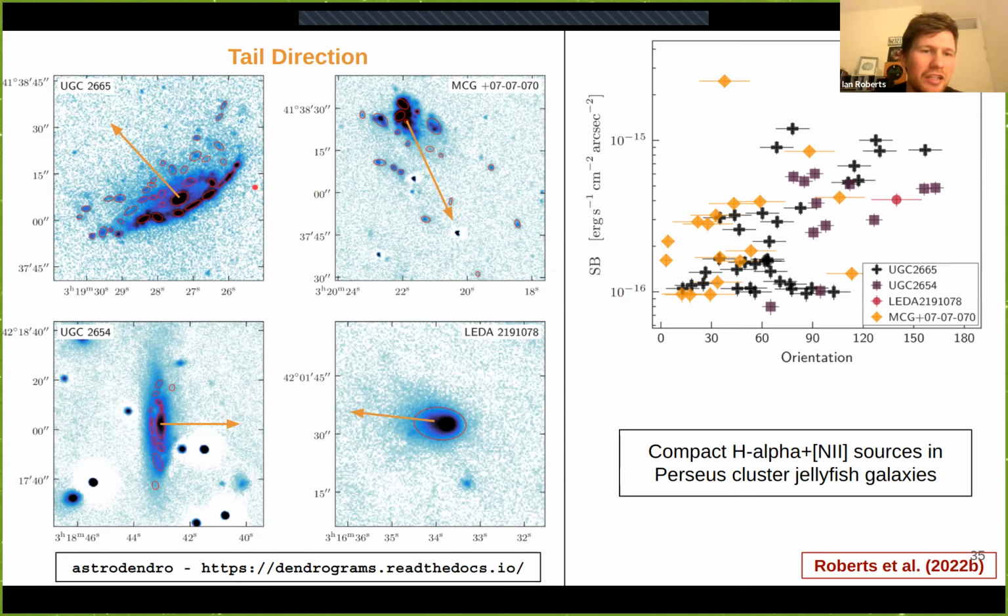So basically, we're just taking the relative angle between each of these sources and this observed tail direction. So 180 degrees would be sources directly on the leading side, so they're 180 degrees away from the stripped tail. And then 0 degrees would be sources which are directly in line with the tail direction. And we see this trend where the surface brightness of these sources in H alpha increases as you move to the leading edge of these galaxies.